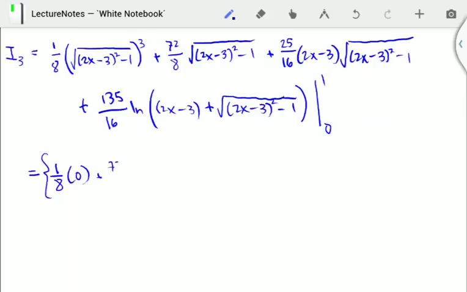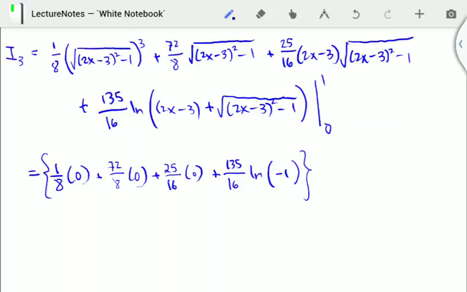Okay, so plus 72 over 8. Oh, that's the square root again. That's 0. Plus 25 over 16. Yeah, you have 2x minus 3, but you still have that square root term, so that's 0. Okay. Plus, you have 135 over 16, and then you have ln, of course, of 2 times 1 is 2, minus 3 is negative 1, and of course, this entire thing is 0. So basically, when you evaluate it at 1, the entire thing reduces to a single term. So this will be gone, this will be gone, this will be gone. The entire thing reduces to 135 over 16 ln of minus 1.